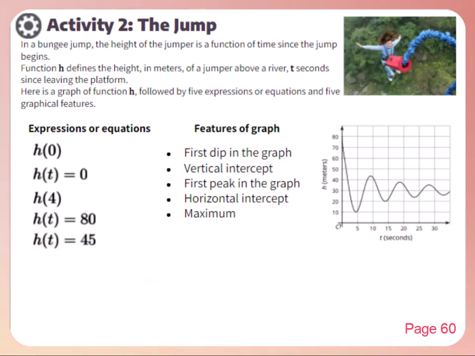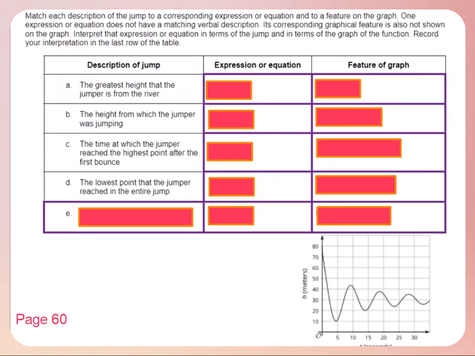We're going to continue looking at this, and we're going to fill in this table. We're going to match each description of the jump to a corresponding expression or equation and to a feature on the graph. So turn in your book to page 60, and you can turn back and forth if you need to see the graph. I put it over here.